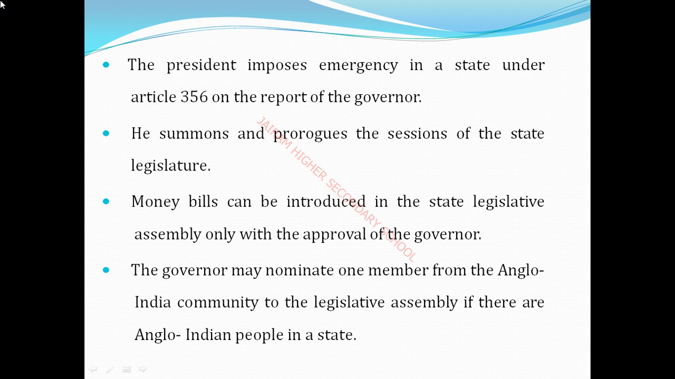And prorogues means what here? To postpone or to terminate a session. Postpone means what? We can take it up at another time. A certain thing we can discuss at another time is called what?